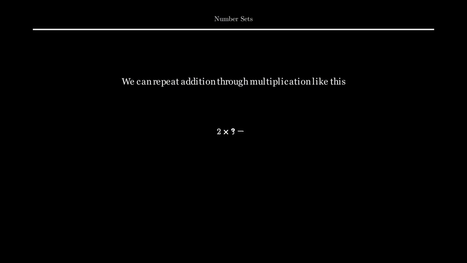We can repeat addition through multiplication like this. If I make 2 times 3, I will get 6. But this multiplication is the same as if I make this addition 3 plus 3, or even 2 plus 2 plus 2. In both cases, I will always get 6. We can also note the fact that multiplication is commutative. Now, we can also repeat multiplication through exponentiation like this. 2 raised to the third power is equal to 2 times 2 times 2, which gives us 8.